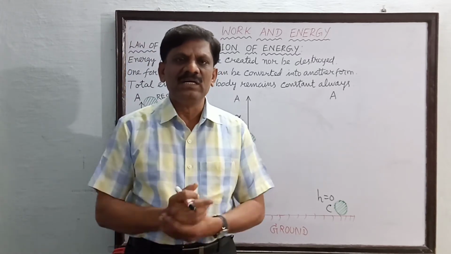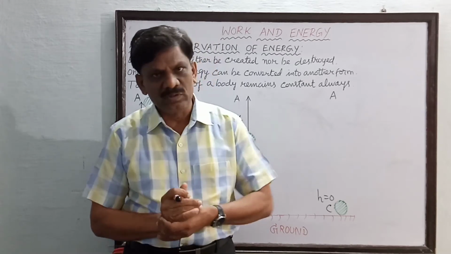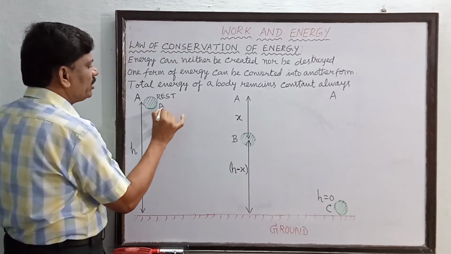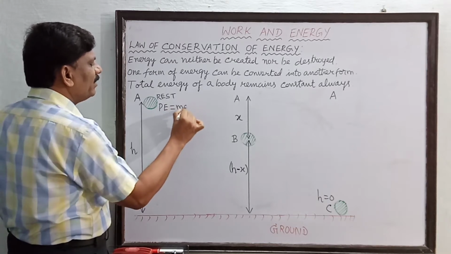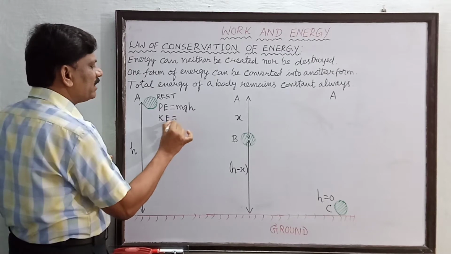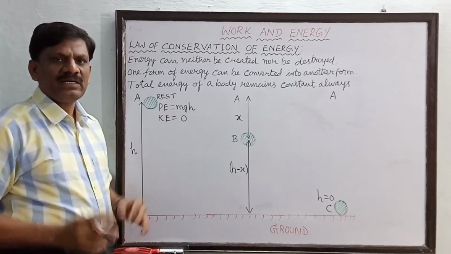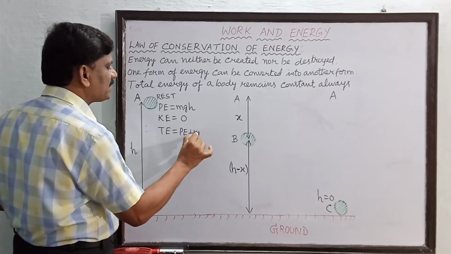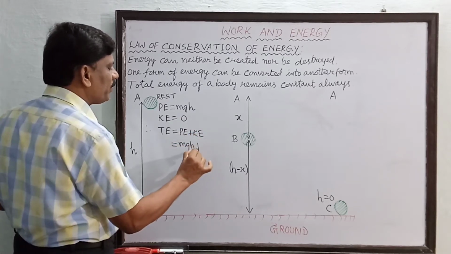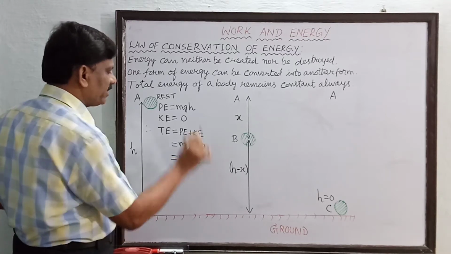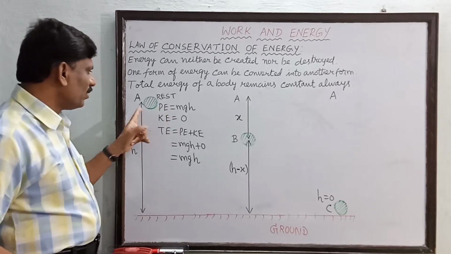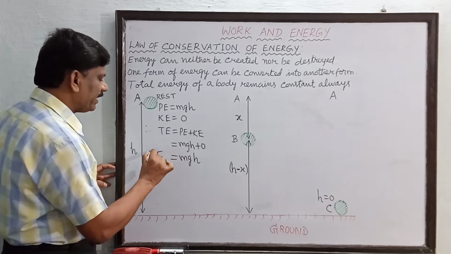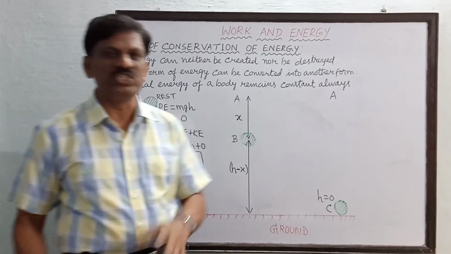Since it is at rest, its kinetic energy will be equal to 0 and the potential energy will be equal to mgh. So at A, its potential energy is equal to mgh and the kinetic energy is equal to 0 because it is not moving, it is at rest. Therefore, the total energy is equal to potential energy plus kinetic energy. This is equal to mgh plus 0. This is equal to mgh. Have you understood? The total energy of the body at A is equal to mgh. So this is the total energy of the body at the position A.